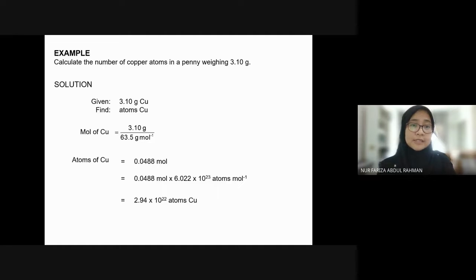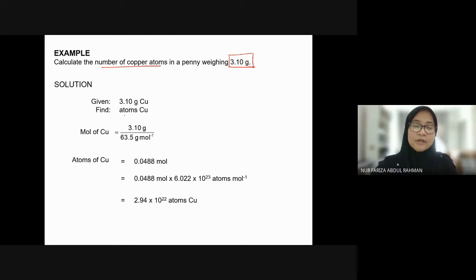Okay, example: calculate the number of copper atoms in a penny weighing 3.10 gram. So normally when you have 3.1, the question is asking for the number of copper atoms. We know that a penny is made of copper. So in 3.10 gram of penny, how many copper atoms are present?